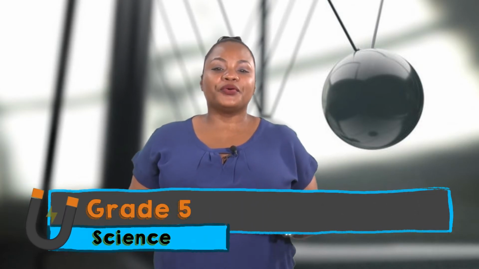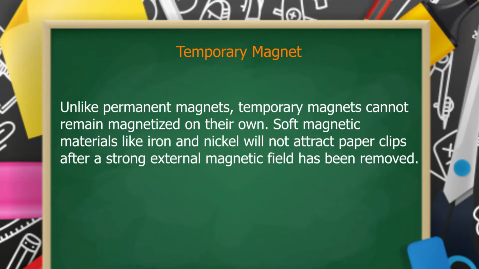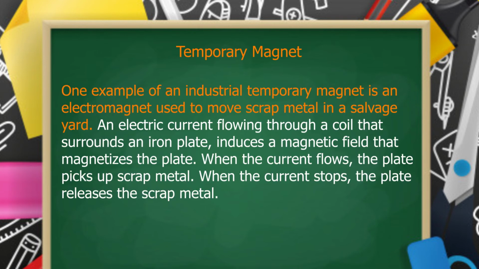What are temporary magnets? Temporary magnets, unlike permanent magnets, cannot remain magnetized on their own. Soft magnetic materials like iron and nickel will not attract paper clips after a strong external magnetic field has been removed. One example of an industrial temporary magnet is an electromagnet used to move scrap metal in a salvage yard.